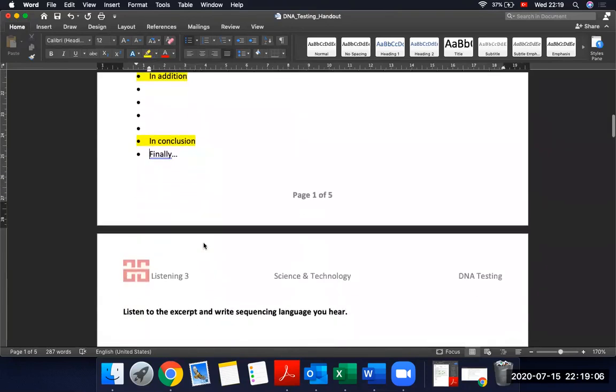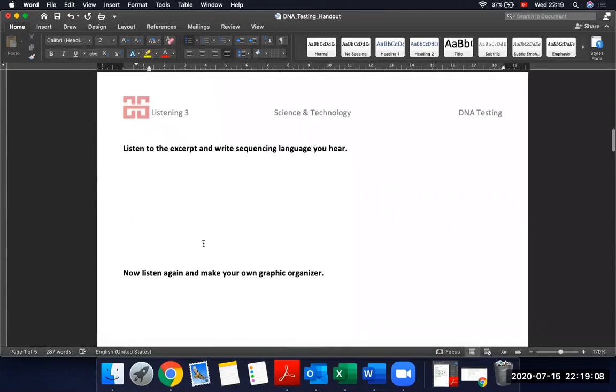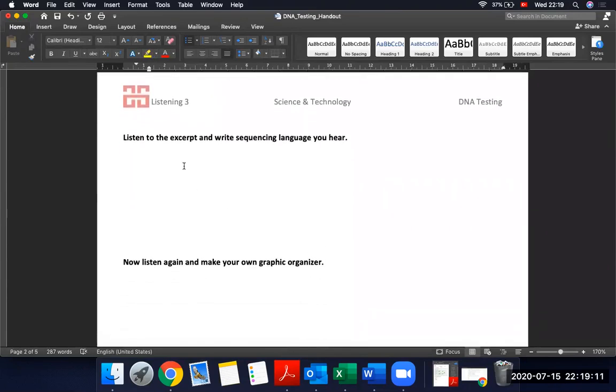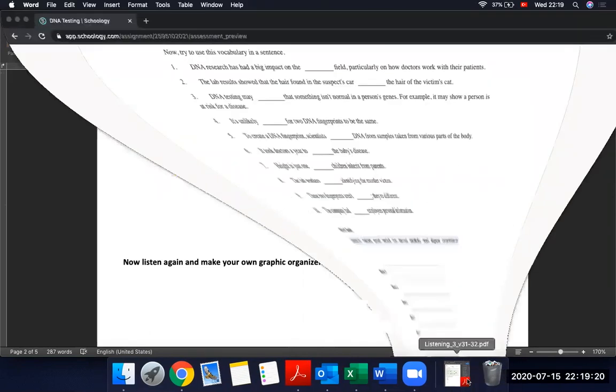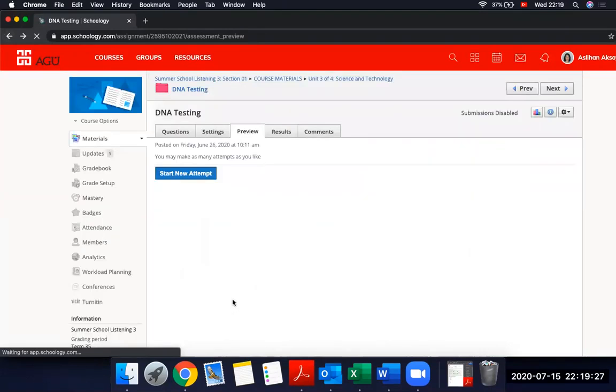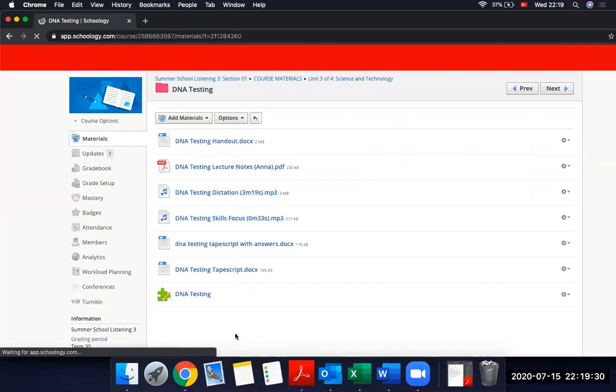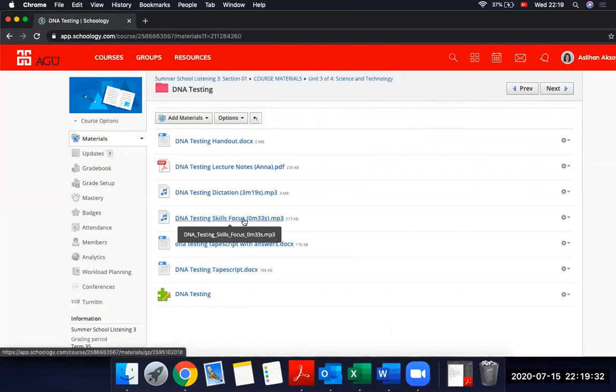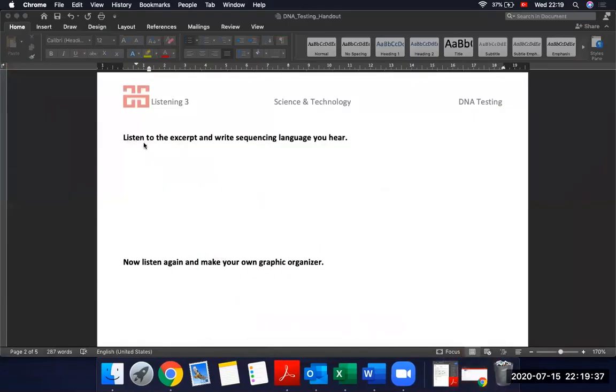After you complete this, here is the next task. Listen to the excerpt and write the sequencing language you hear. The audio that you need to listen to is in the folder named skills focus here. You need to listen to this audio and write the sequencing language that you hear.